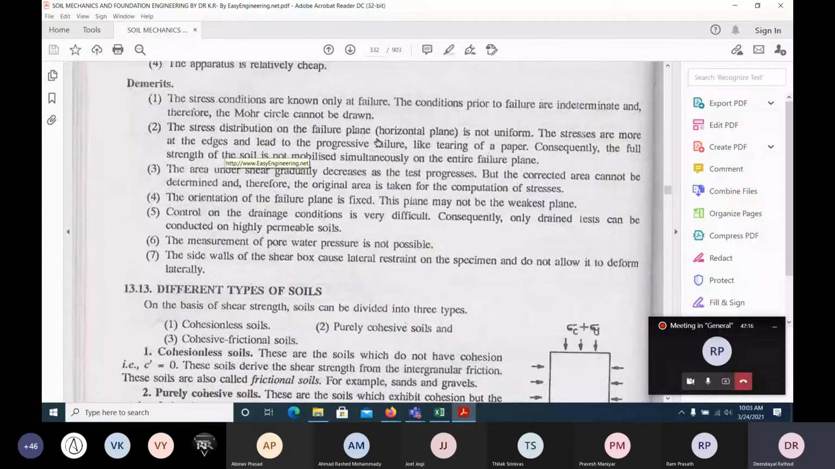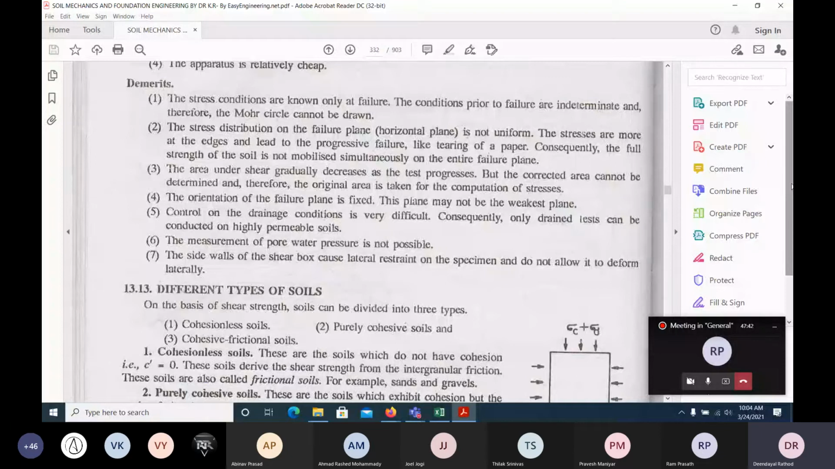the stresses distributed on the failure plane are not uniform. It's not necessary that they are uniform. The stresses are more at the edges, which sometimes leads to progressive failure. The area under shear gradually decreases as the test progresses. And one more very important point is that the orientation of the failure plane is fixed. This plane may not be the weakest plane.